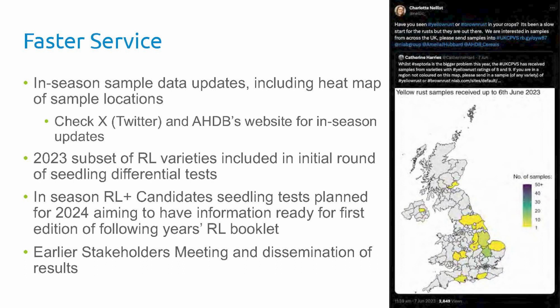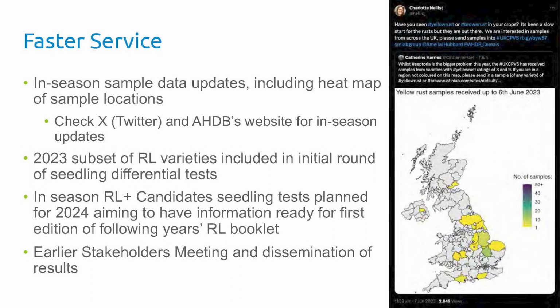And we want these in-season tests to be completed earlier, and also for the data to be released so it's ready for the first edition of the following year's RL booklet. So the data needs to be ready by about November. Whilst we did have some information ready in 2023, we didn't have enough and all of the right information. So it was a step towards what we want to do last season.